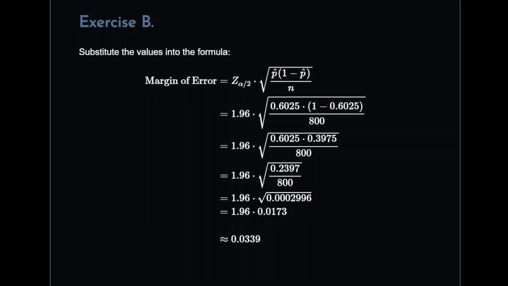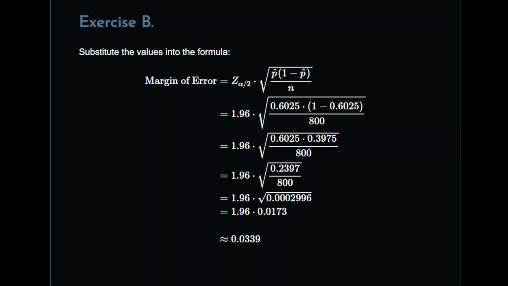So in the right hand side expression we have the standard error. So the square root of p hat times 1 minus p hat divided by n, that is 0.6025 times 1 minus 0.6025 divided by 800. So 1 minus 0.6025 is 0.3975. So essentially, we are multiplying 0.6025 by 0.3975, the complement, and dividing by 800. So we end up with the square root of 0.2397 divided by 800.